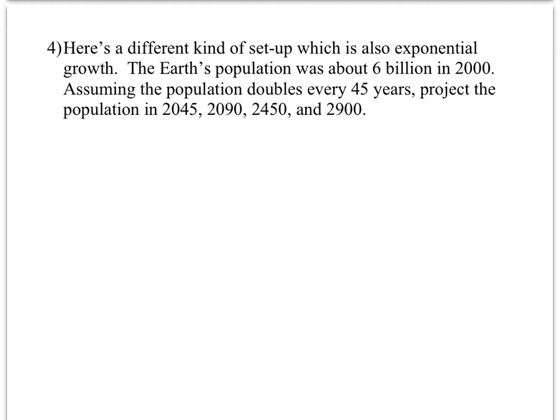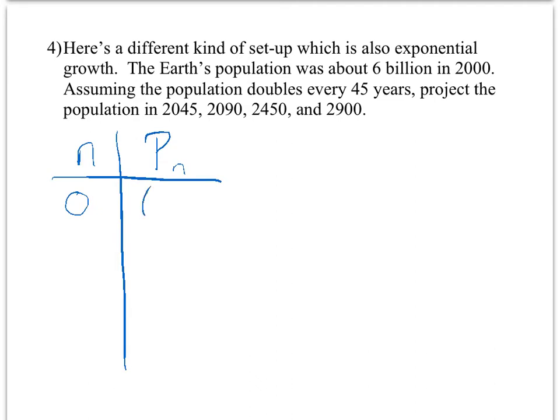Okay, so here's a different kind of setup, also exponential growth. The Earth's population was about 6 billion in the year 2000, and let's assume it takes 45 years for population to double. The population in 2045, 2090, 2450, and 2900. I want to predict those. So my list of populations, if I do n and p sub n, we'll call the year 2000 year 0. It's when we start counting, and that's 6 billion.